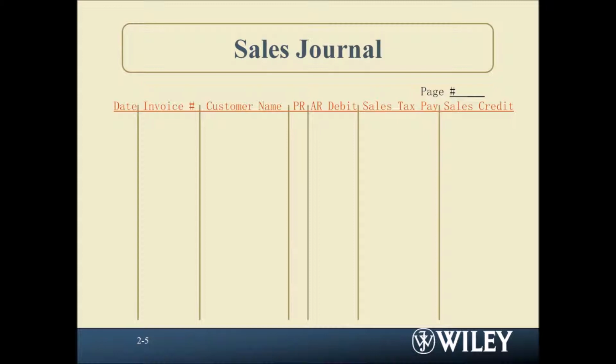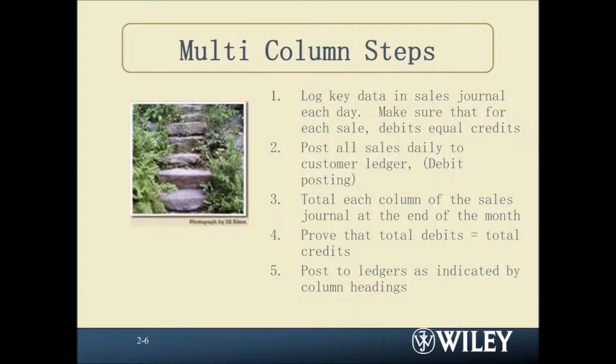Because sales taxes vary from state to state and can even vary for counties and cities, a business needs to know not only the sales tax rates, but also when sales tax collected needs to be paid to the government. When using the sales journal, you want to use the multi-column format.